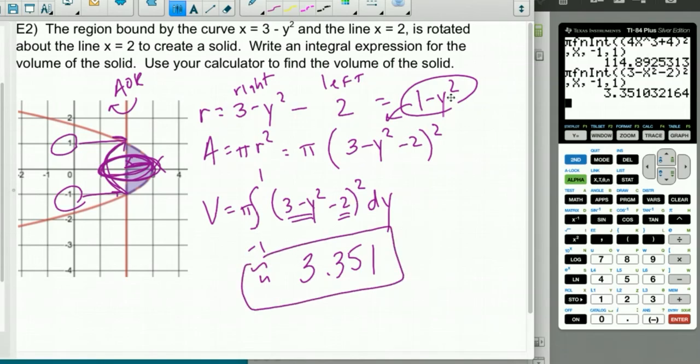Again, if you wanted to do this by hand, you would probably simplify it to this, and then you'd have to FOIL out the 1 minus y squared times the 1 minus y squared. But if we're doing it on a calculator, we don't have to do that.